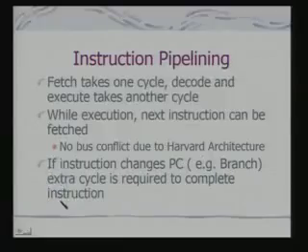Now, the last point that I am showing in this slide is very important. If an instruction changes PC, that is when there is a branching, an extra cycle is required to complete the instruction. In fact, this is a basic problem with all pipelining. That is, whenever there is a branching, obviously my pipeline efficiency goes down. Okay? So, here I would require more than one cycle to complete the instruction.